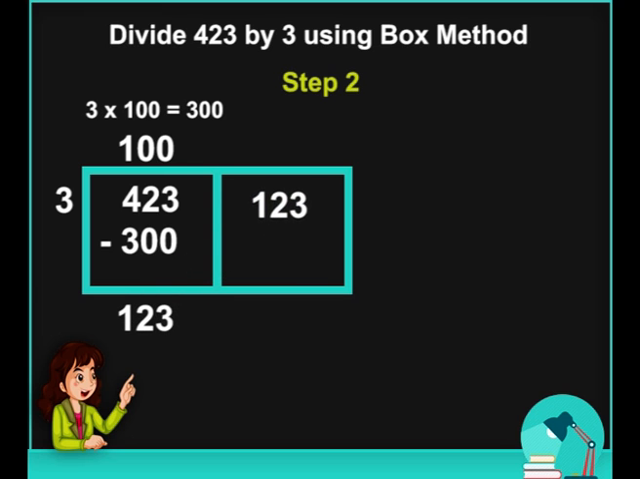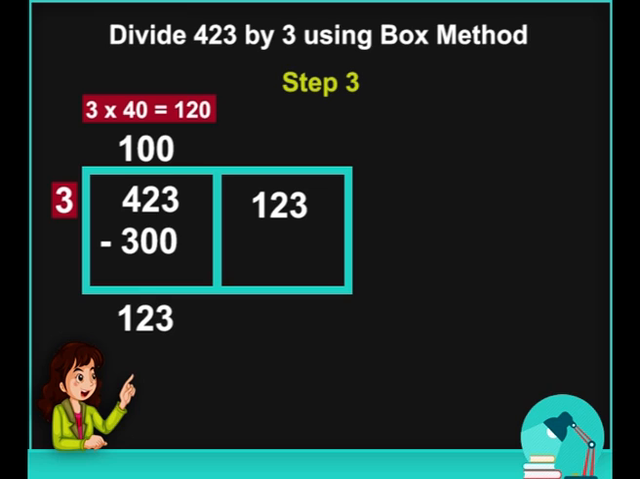Next, add an additional box to the right hand side of the original box and shift 123 to your new box. Step 3. We need to find a multiple of our divisor to subtract from what is left as dividend. 100 is too large a multiple, so we have to look for a 2-digit multiple. 40 is our next greatest multiple that fits evenly into what is left as dividend.